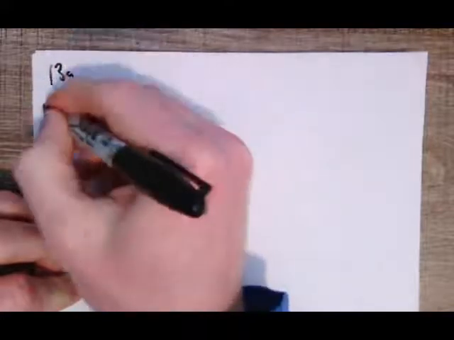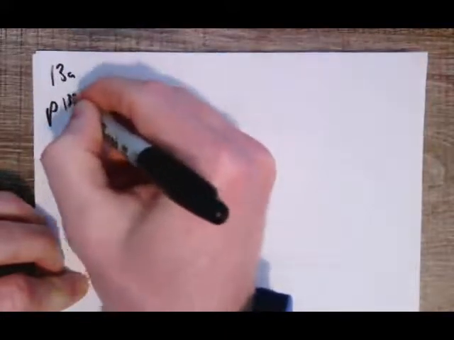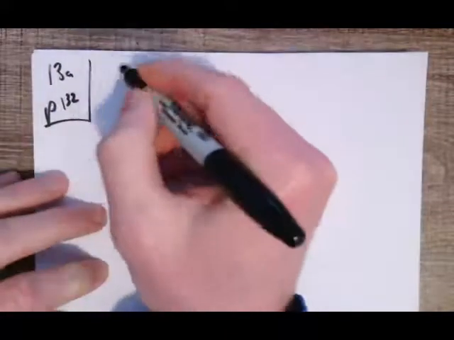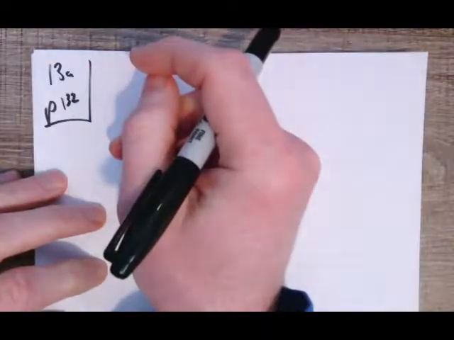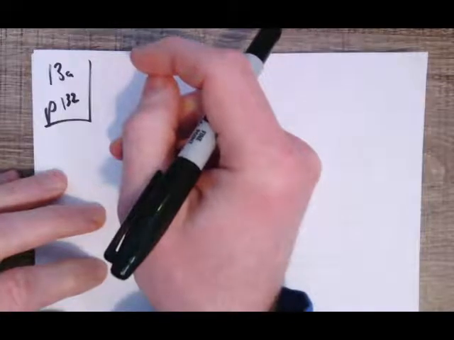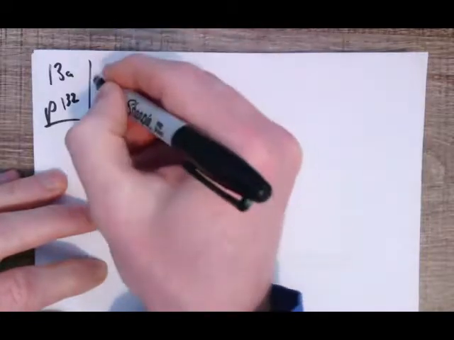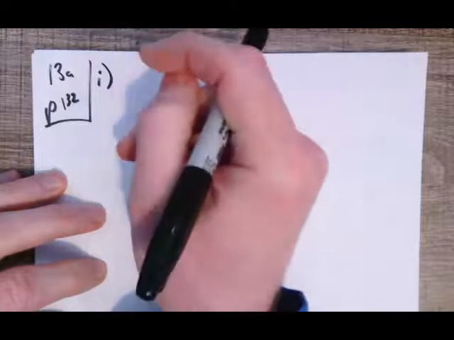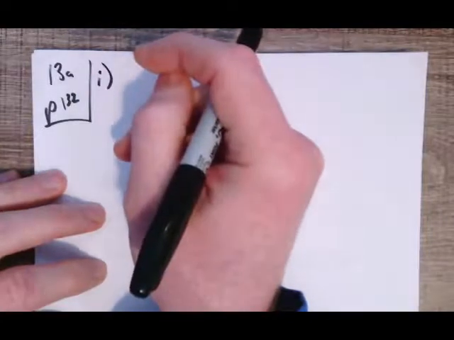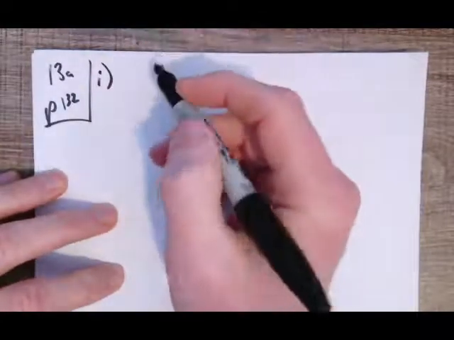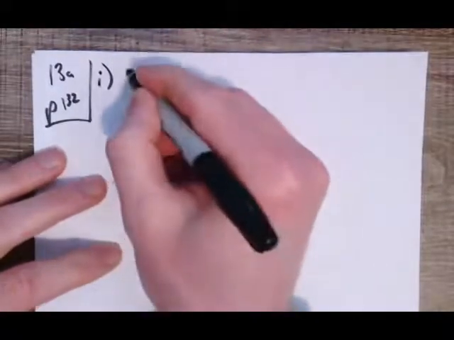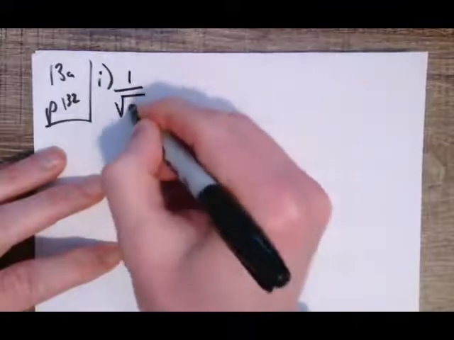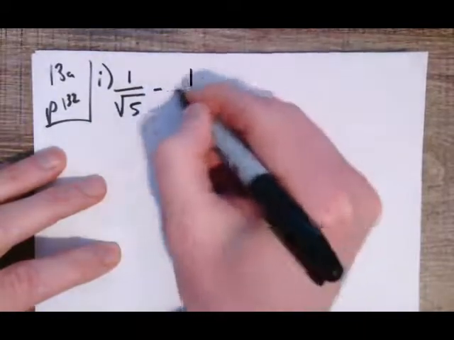What am I doing? 13A, page 132. 13A. I'm going to assume that this is part I and not everything. If you need more, I can do more. So we have here 1 over root of 5 minus 1 over root of 3.